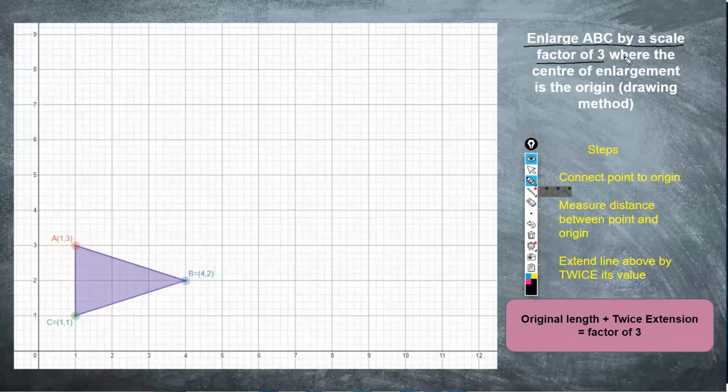In these types of questions, enlargement questions, they have to give you the center of enlargement. The center of enlargement is where you are going to pretend to stand up in the question, and you're going to pretend you have a laser gun and you're going to shoot lasers. So in today's question, the center of enlargement is the origin.